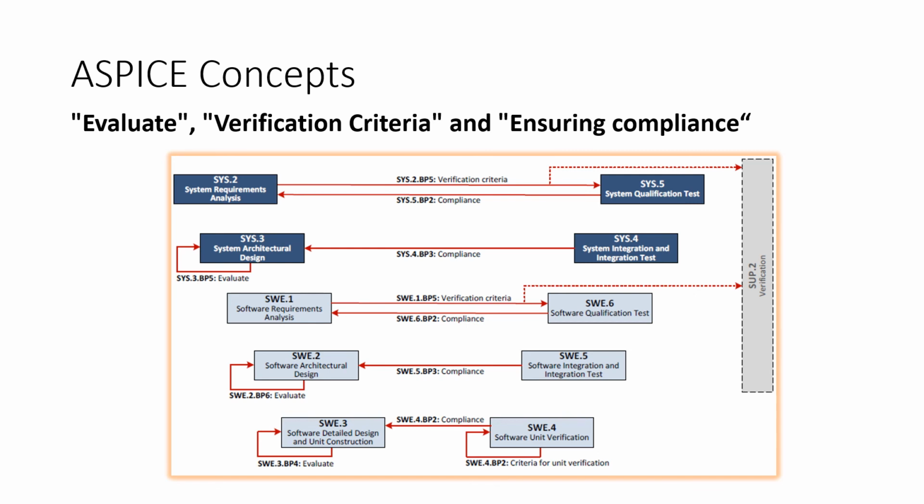The compliance is to be established between system requirement analysis and qualification testing, between system architecture design and system integration and integration testing, and between software requirement analysis and software qualification testing. It is also to be established between software integration testing and software architectural design, and between software unit verification and software detailed design and unit construction. Some things are represented with dotted lines with SUP2, that is verification.